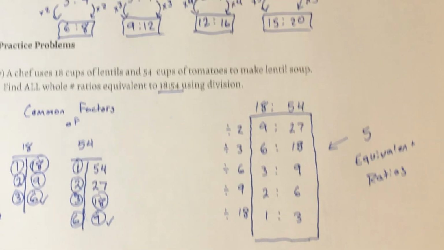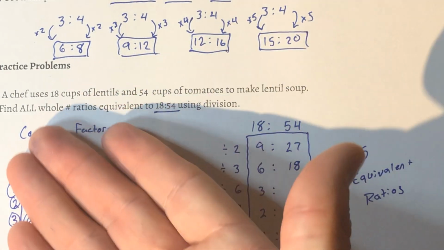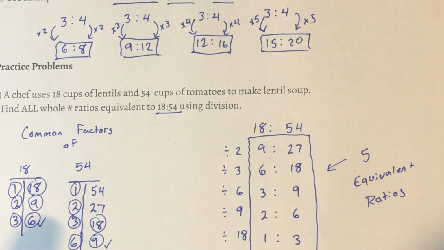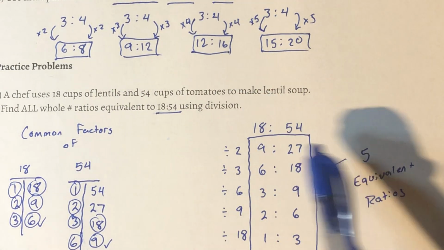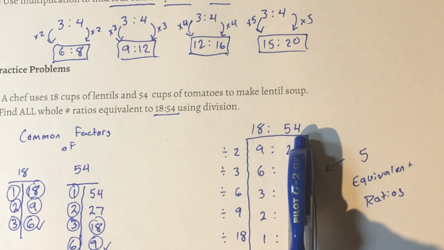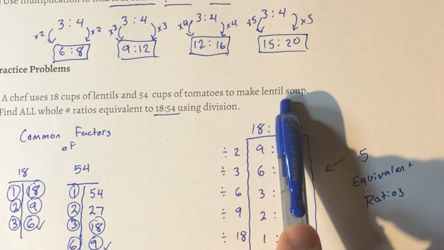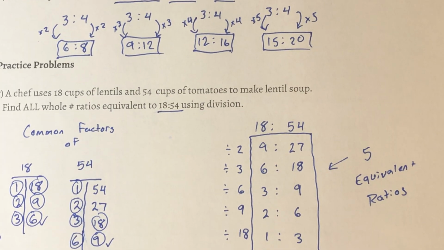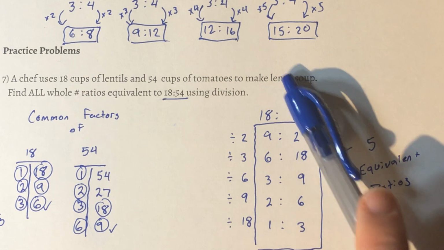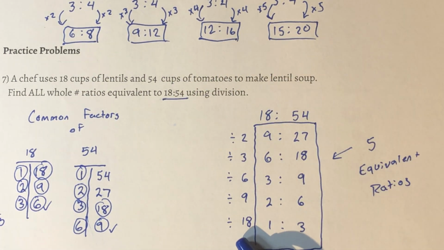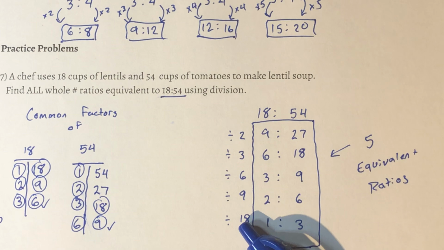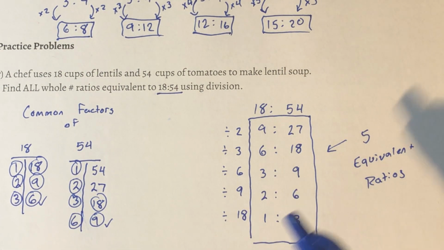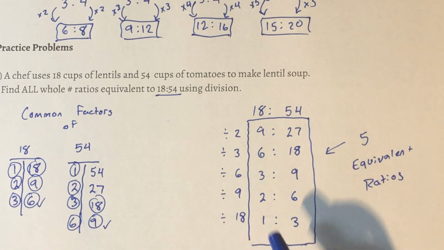Okay, now what's the purpose? Why would we want to use division or multiplication to find equivalent ratios? Well, cooking is probably one of the best examples. So let's say 18 to 54 cups of lentils and tomatoes makes his soup. But let's say very few people are coming to the restaurant that day. He needs to make his recipe smaller. So what would he do? If he knows how to divide by common factors, let's say he wants to make the smallest recipe possible, he would have to divide by 18 and he would get 1 to 3.